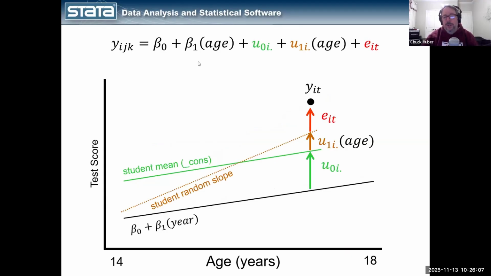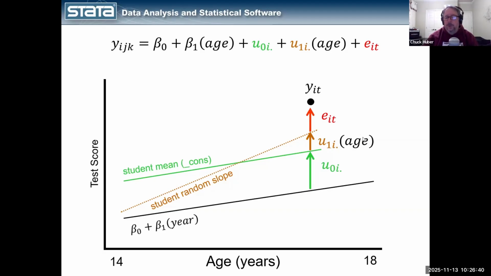So now that equation's getting pretty large, let's take a look at what each of those error terms are referring to. So we have our overall averaged regression line here. That's the beta 0 plus beta 1 year. And then we have a deviation of the intercept for the student, and that's going to be this U0 I dot. So that's a certain deviation away from the average regression line. But notice it's parallel because it doesn't take age into account yet. Then I have this brown line here labeled U1I dot, and then it has age next to it.